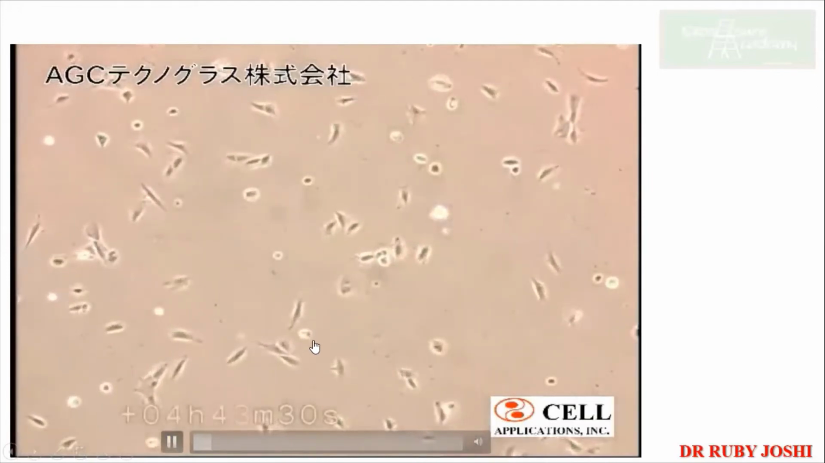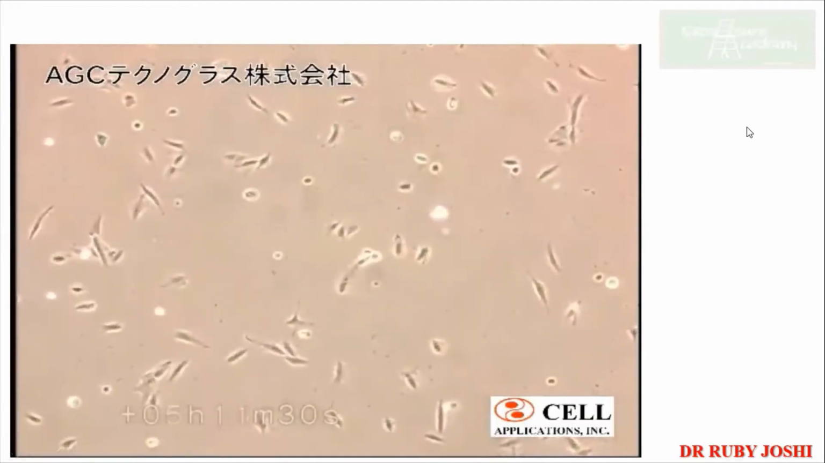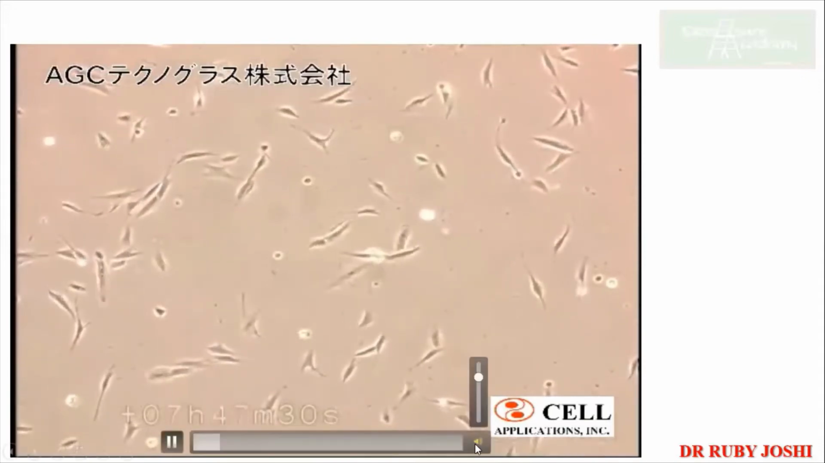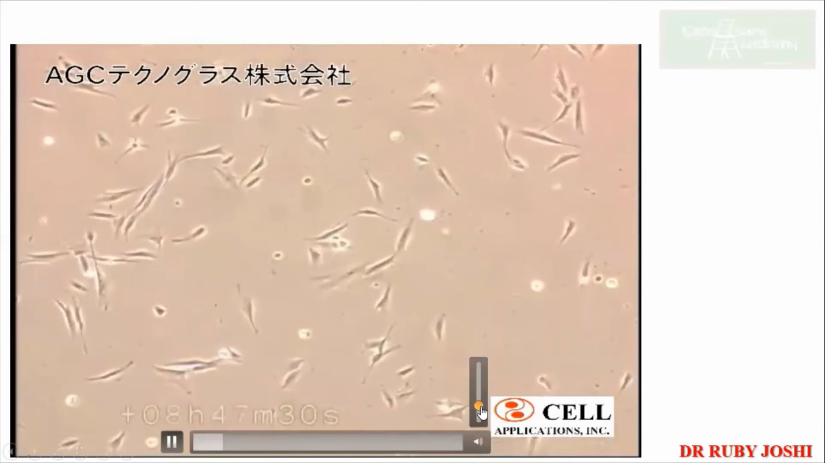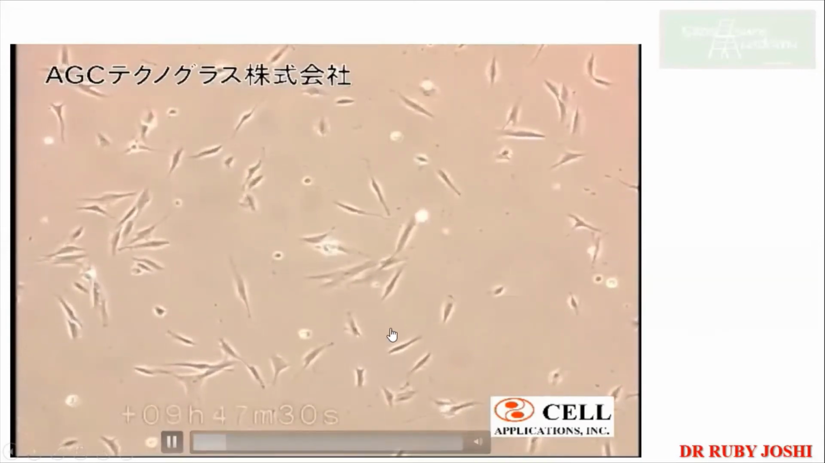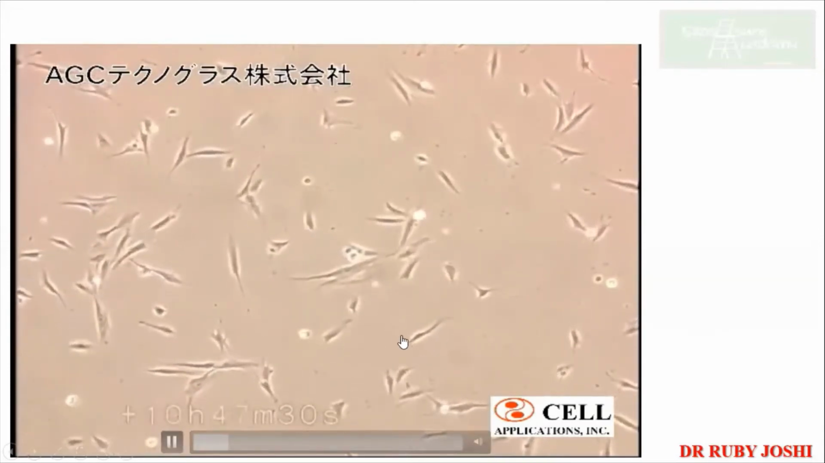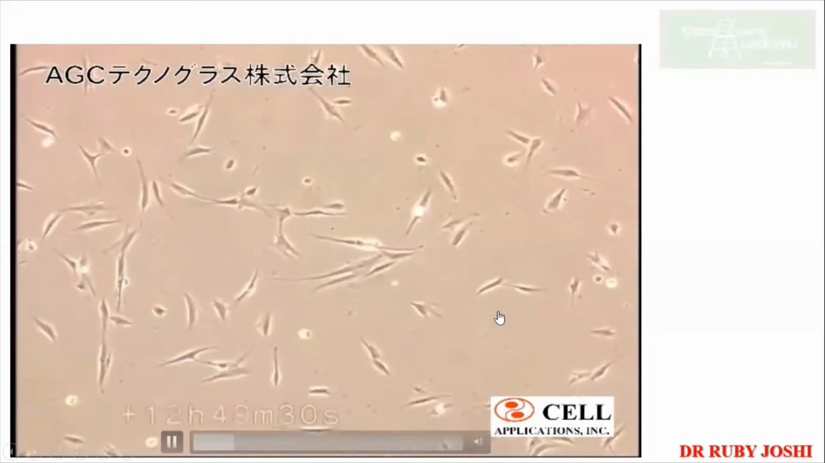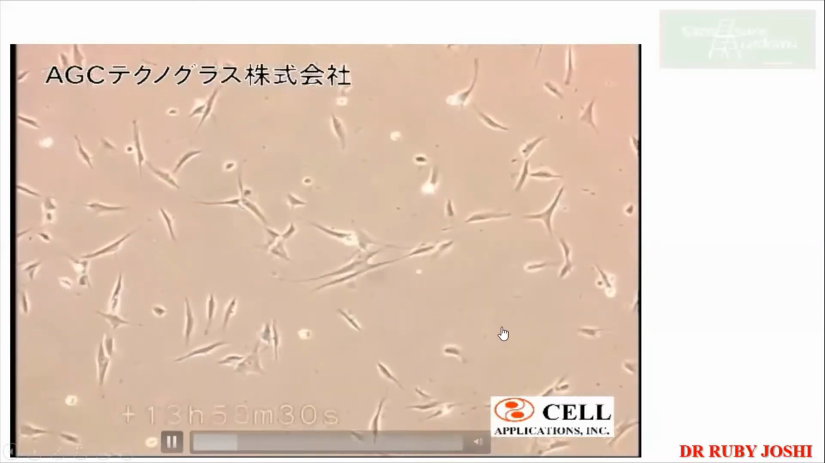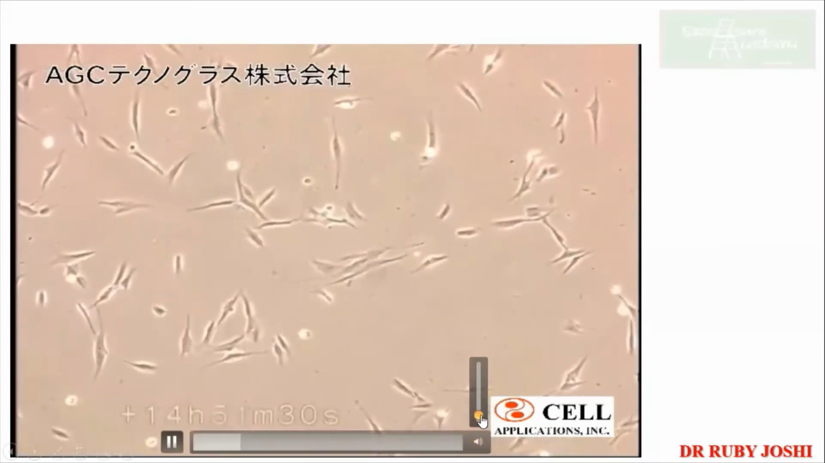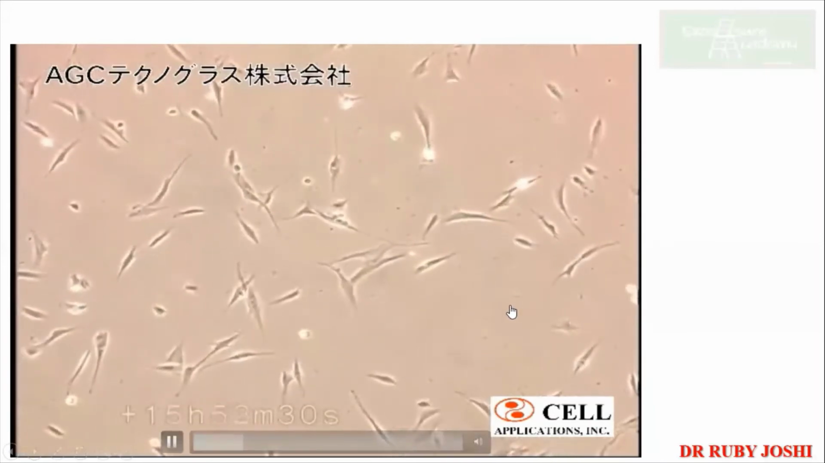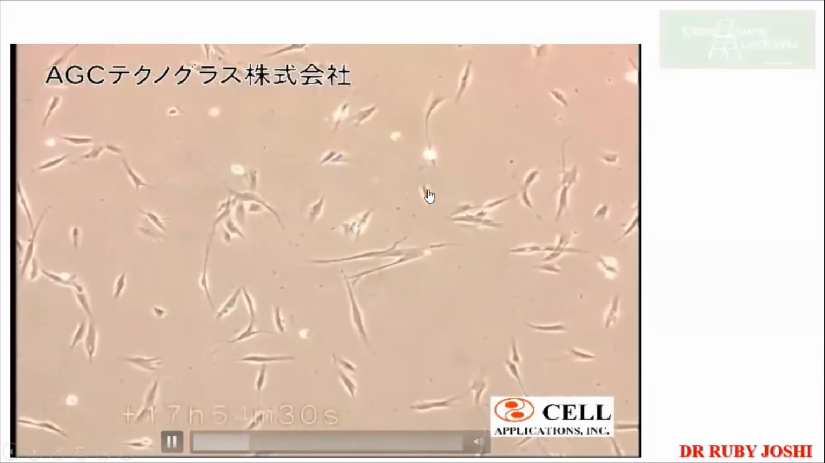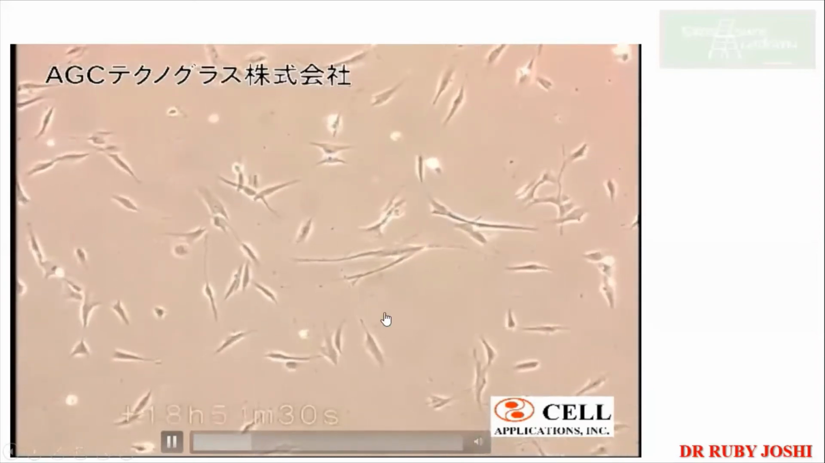The cells are dividing, if you concentrate. You can see that the cells are also moving. They make stretch protrusions with the help of the actin filaments. They move and they keep on dividing.